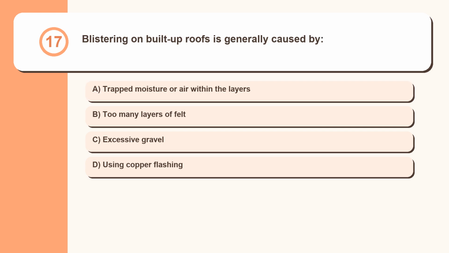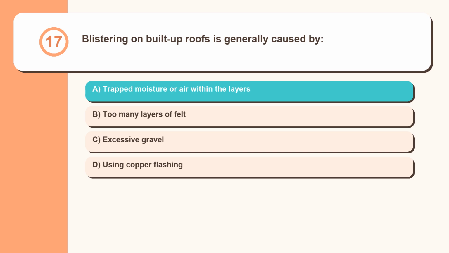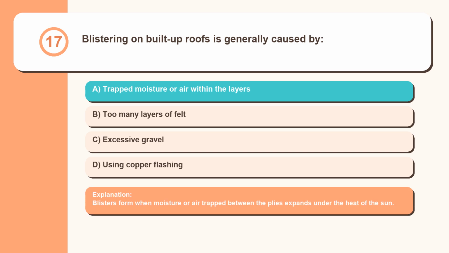Question 17. Blistering on built-up roofs is generally caused by trapped moisture or air within the layers, too many layers of felt, excessive gravel, using copper flashing. Blisters form when moisture or air trapped between the plies expands under the heat of the sun.